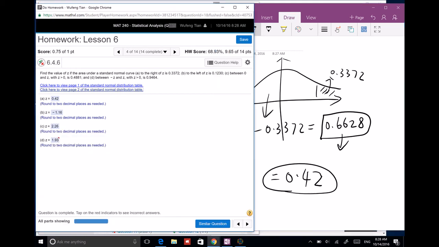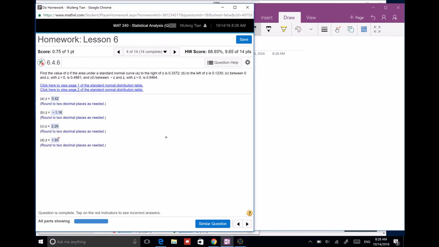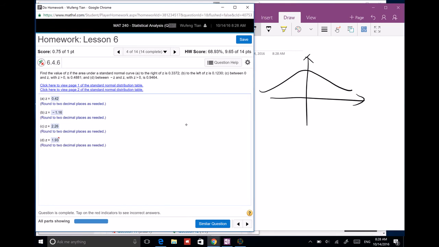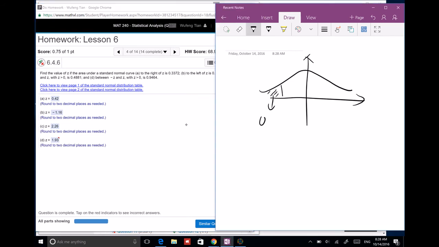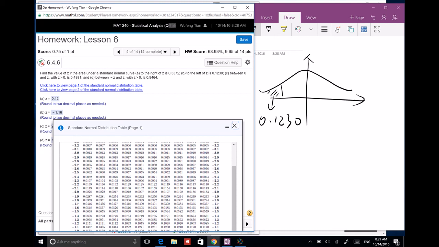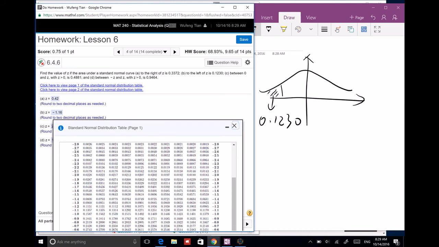Okay, next one is to the left of 0.1230. This is much easier. Since it gives you the left area, just directly use the table. Let's find 0.1230, so 1, 2, 3 in the middle of the table values.